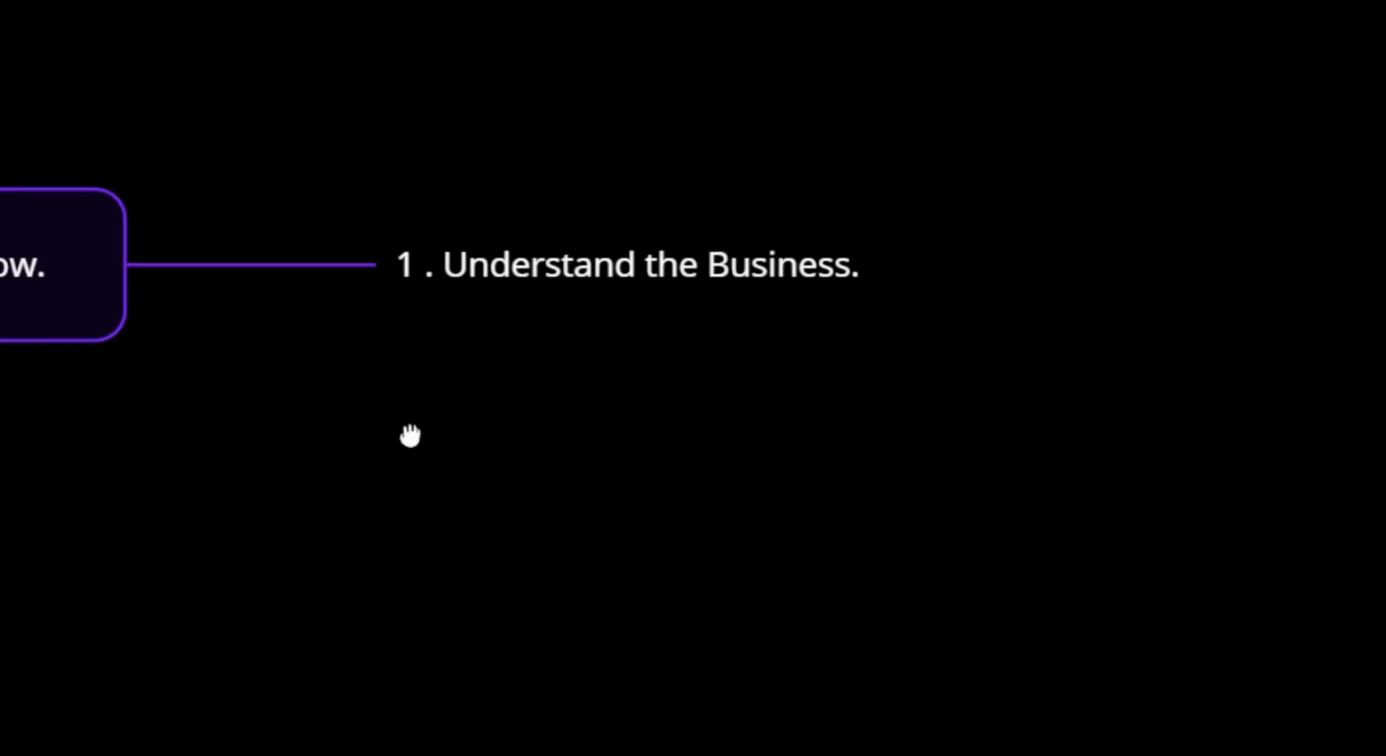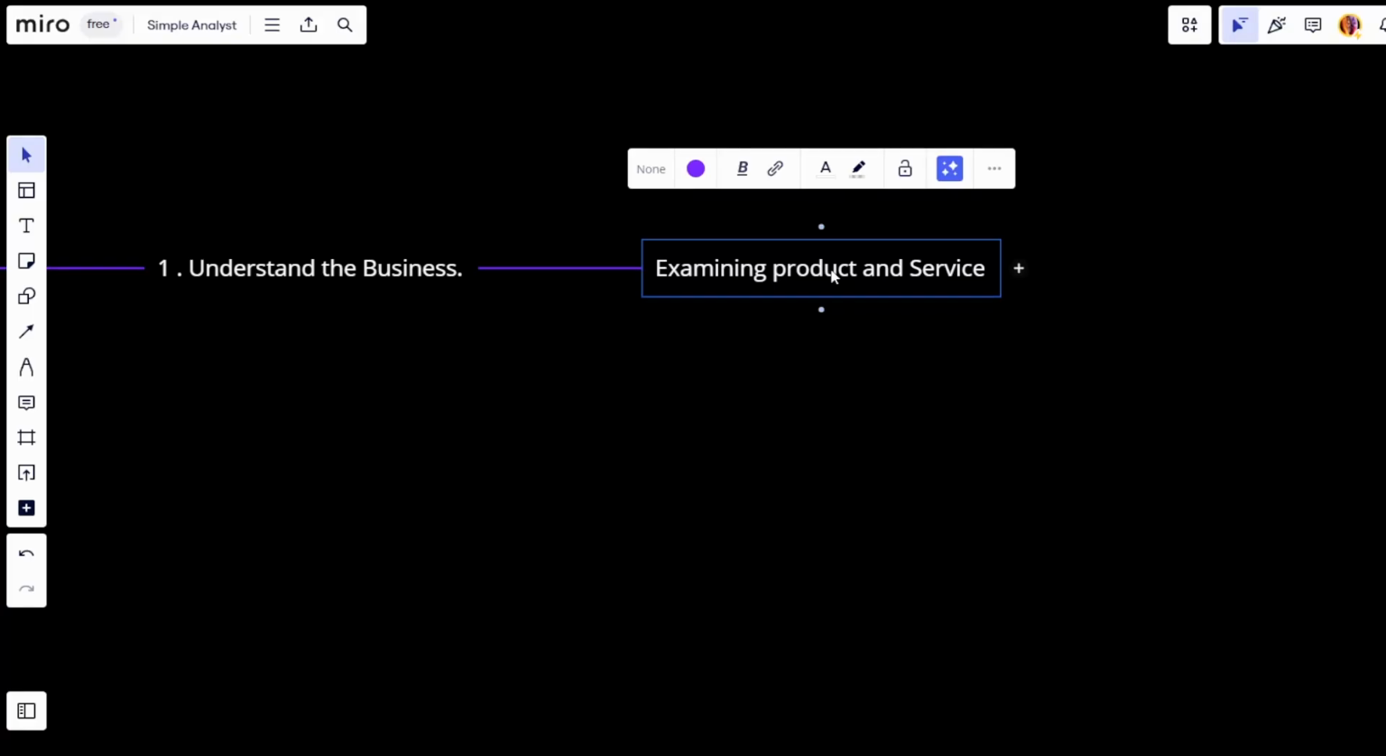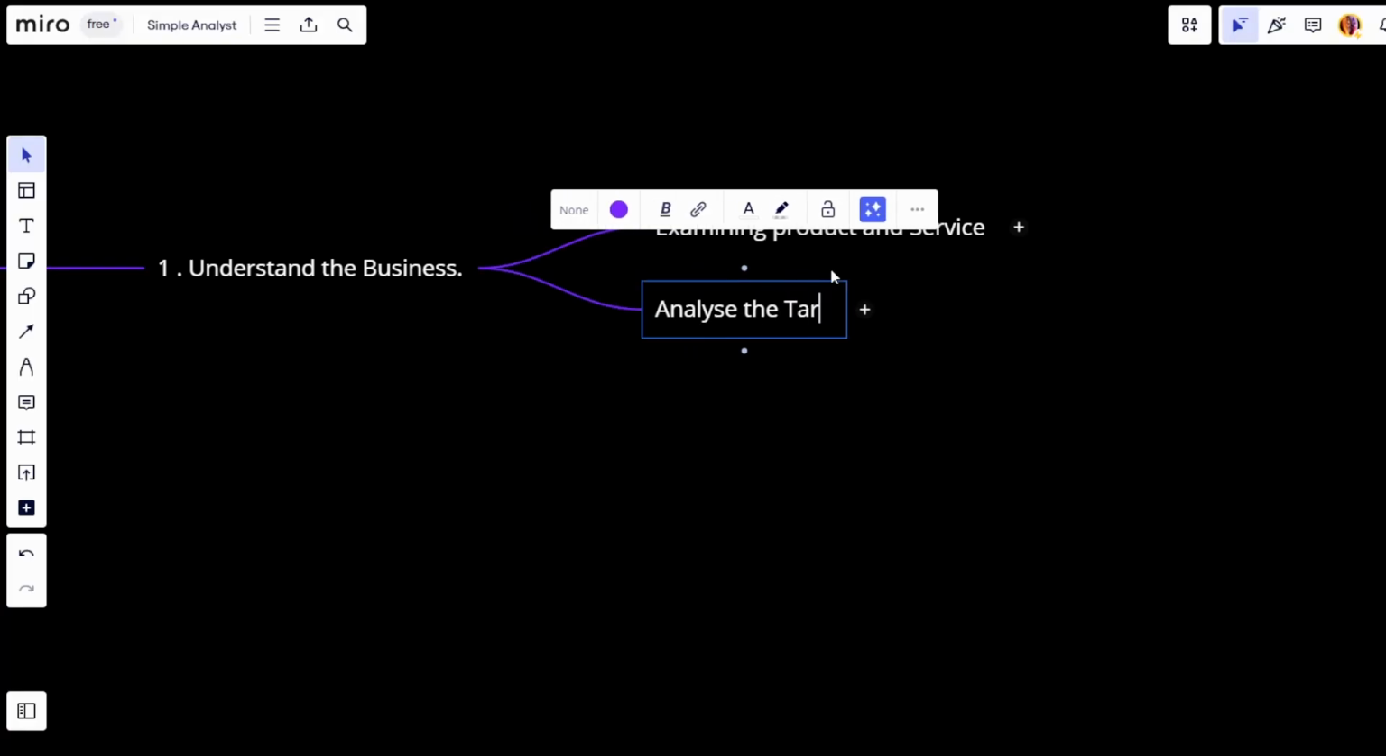1. Understand the business. When it comes to solving a business problem or identifying an opportunity, it all starts with the understanding of the business itself. This means taking a closer look at the products or services that the business has to offer, or more particularly, the market that it is trying to serve.